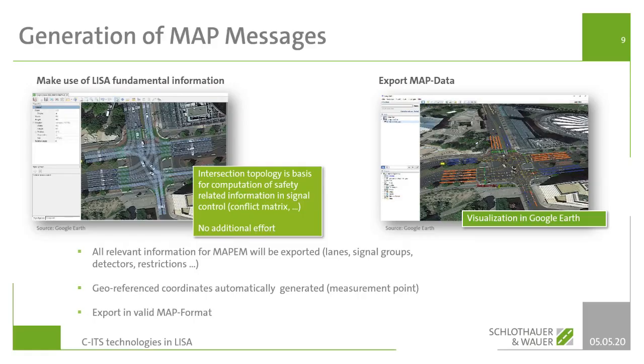The generation of map messages in Lisa is very easy. You can make use of the fundamental information of your signal light control, which has to be very accurate because of the safety related information you compute in Lisa. So there is no additional effort. The only thing you have to do is to add a georeferenced coordinate to your topology, and then you can export a valid map message.